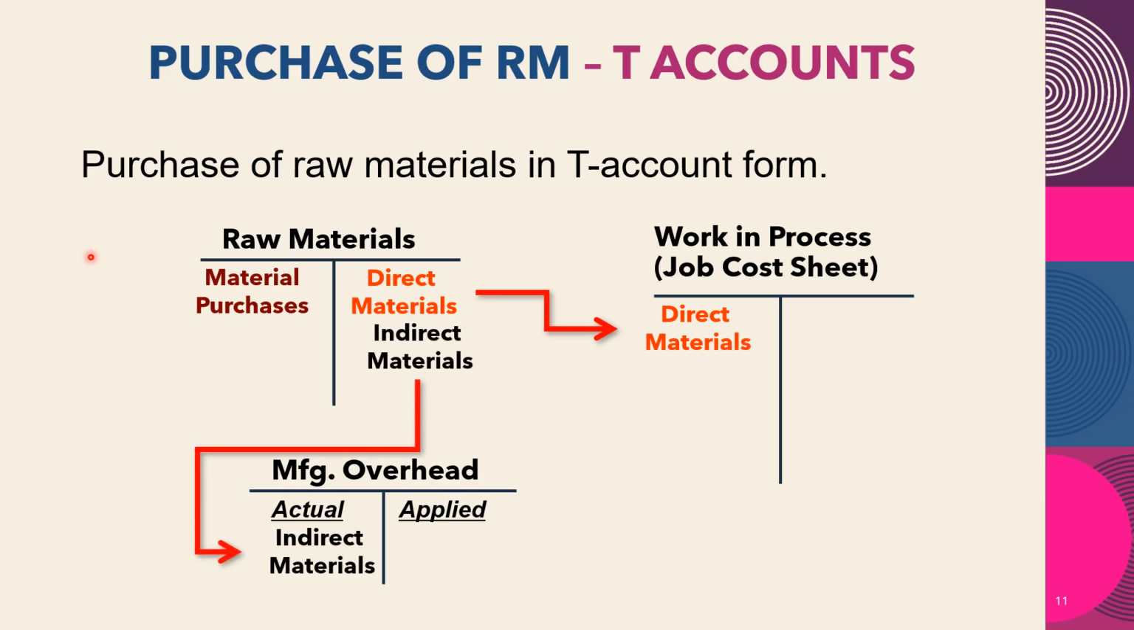Here are the T accounts for the purchase of raw materials. When direct raw materials are purchased, you will debit raw materials and credit maybe accounts payable or cash. When indirect materials are purchased, you will debit manufacturing overhead and credit accounts payable or cash. When the raw materials are put into production, you will debit direct materials under WIP and credit raw materials.